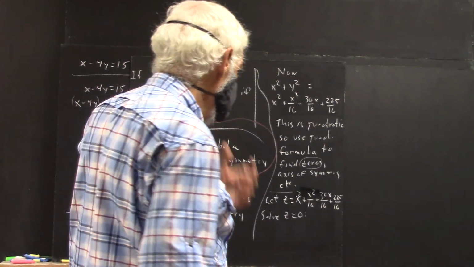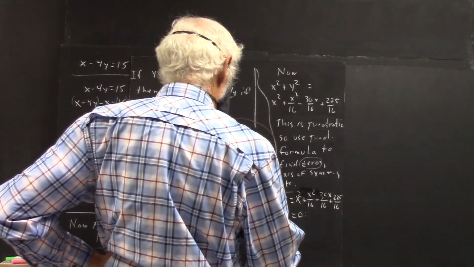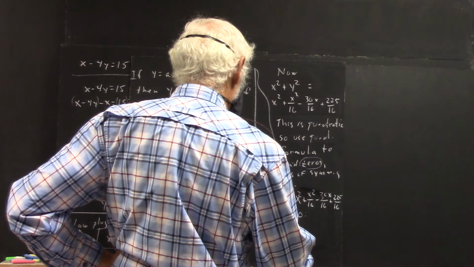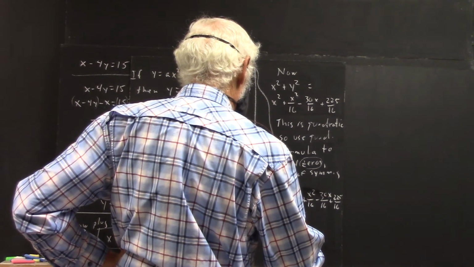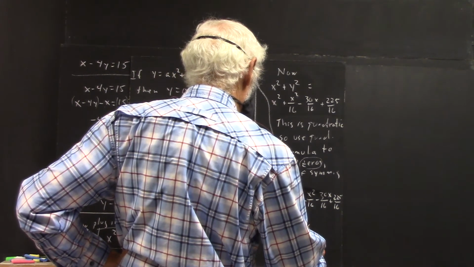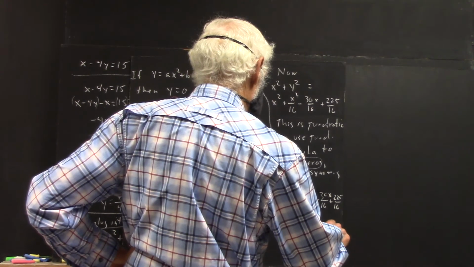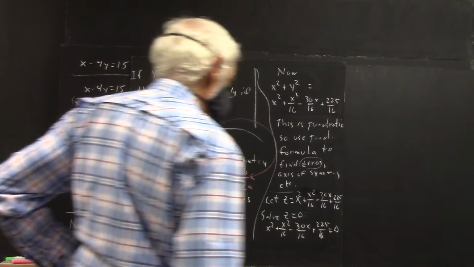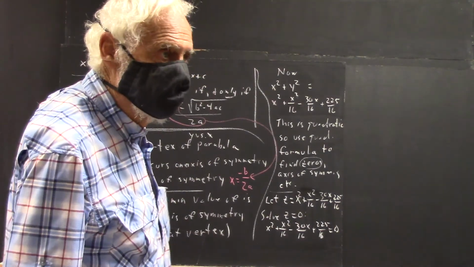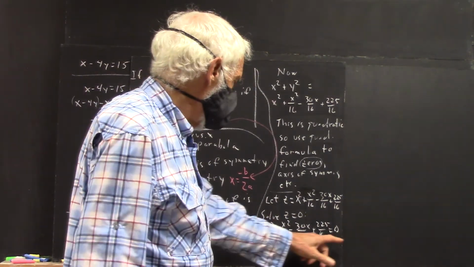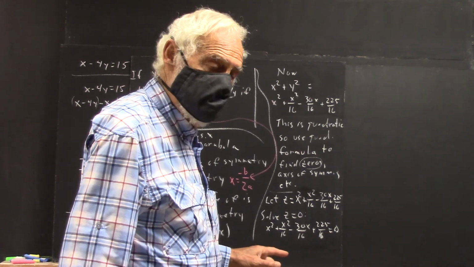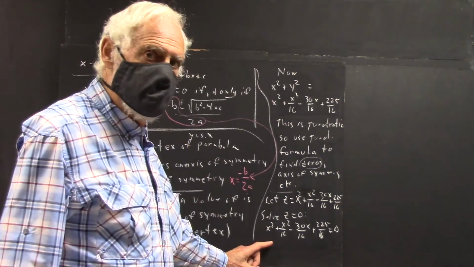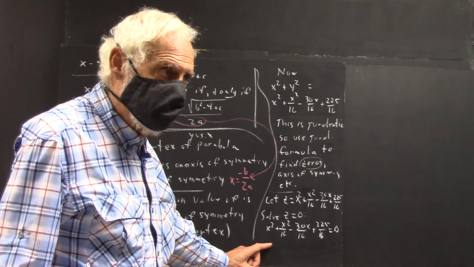Now before we do that, let's write it out. We get x squared over 16 minus 30x over 16 plus 225 over 16 equals 0. We want to solve this equation for x. What do you see in this equation that tells you the very first thing you need to do in order to solve it?